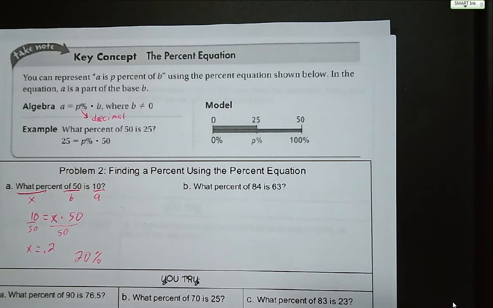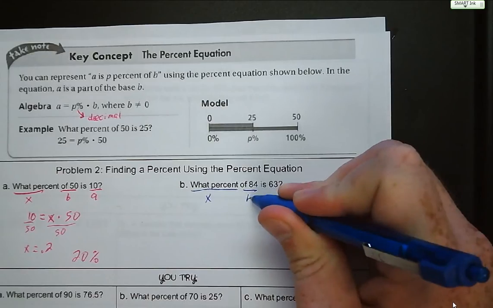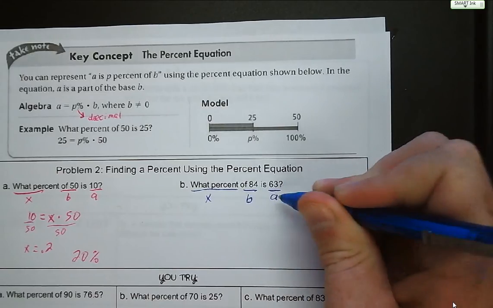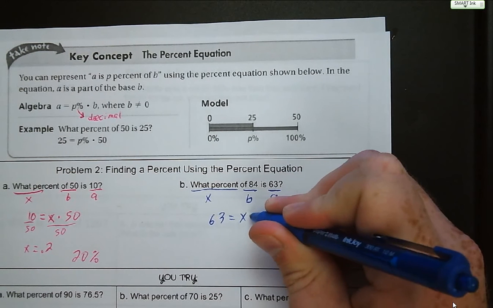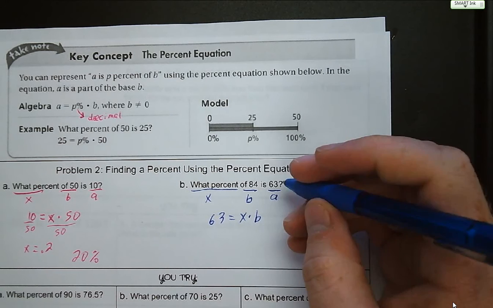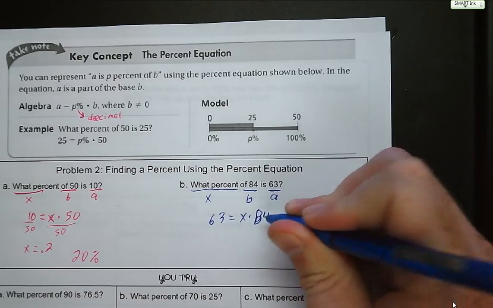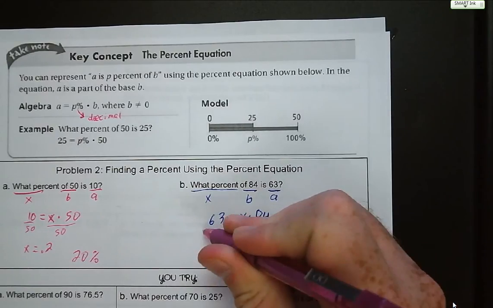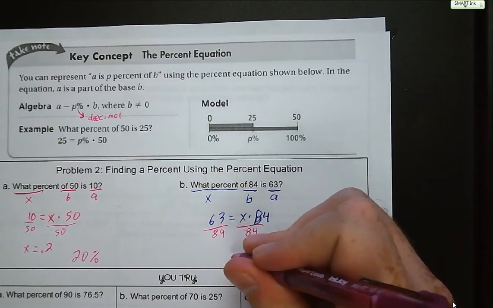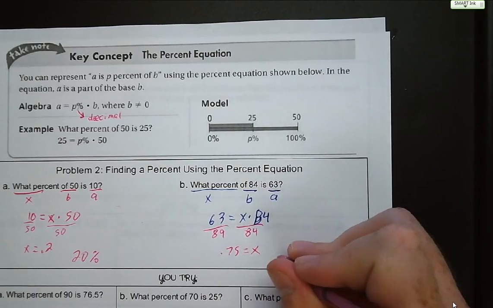All right, so what percent x of 84, the base, is 63, the part? 63 is equal to x times 84. Okay, divide both sides by 84. And we get 0.75 is equal to x, and that is 75%.